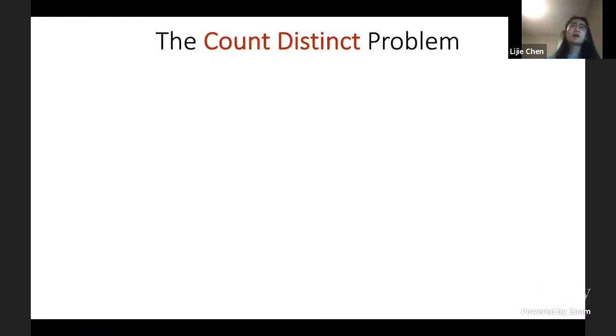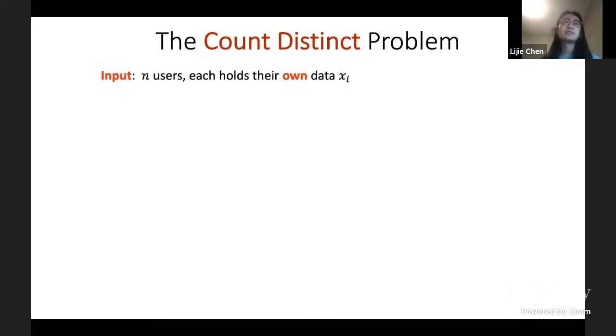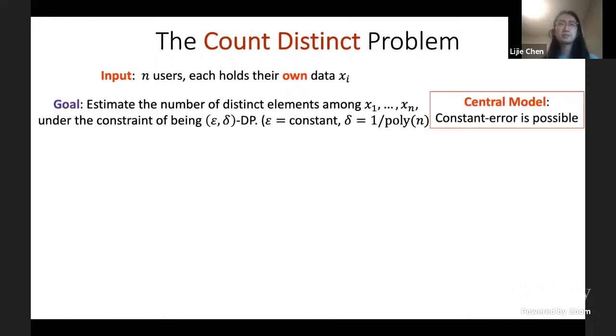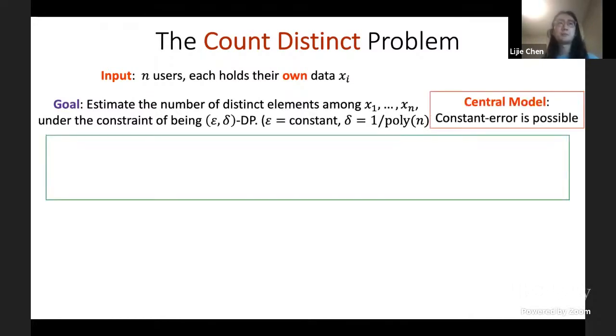And in this talk, we'll study the problem called count distinct, which is another basic problem in the distributed setting. So there are n users, each holds their own data x_i, and the goal is to estimate the number of distinct elements among x_1 to x_n under the constraint of being (epsilon, delta)-DP. In the central model, the problem is very easy, and you can achieve constant error.